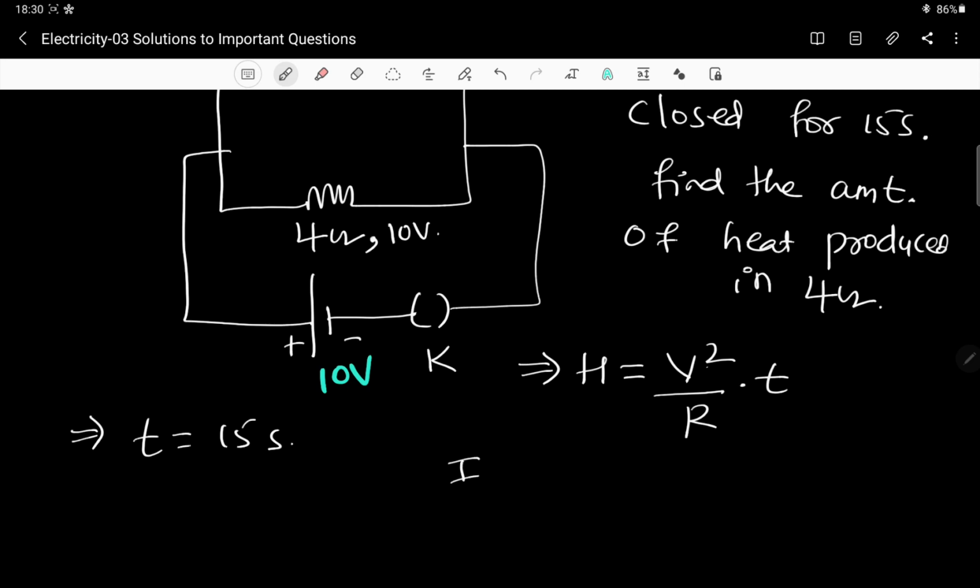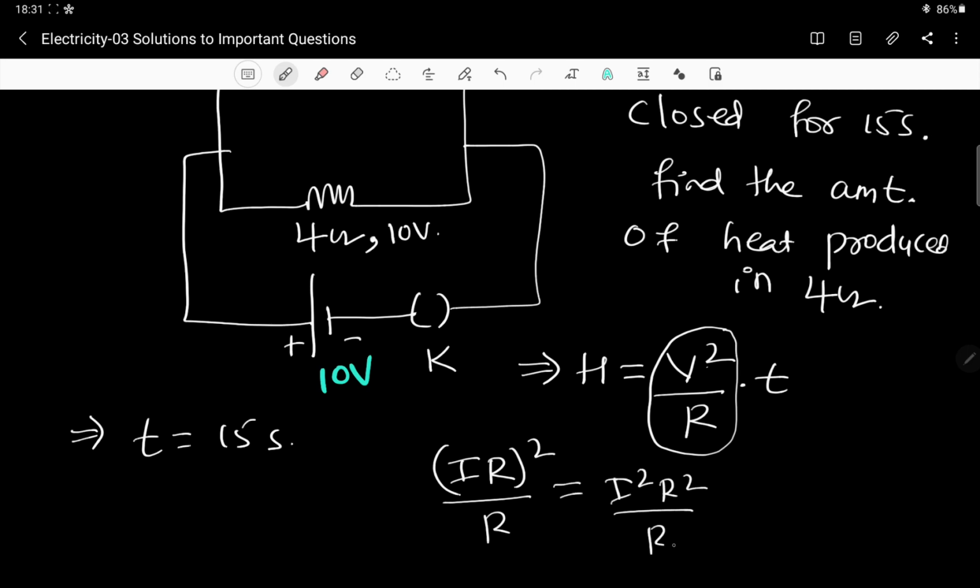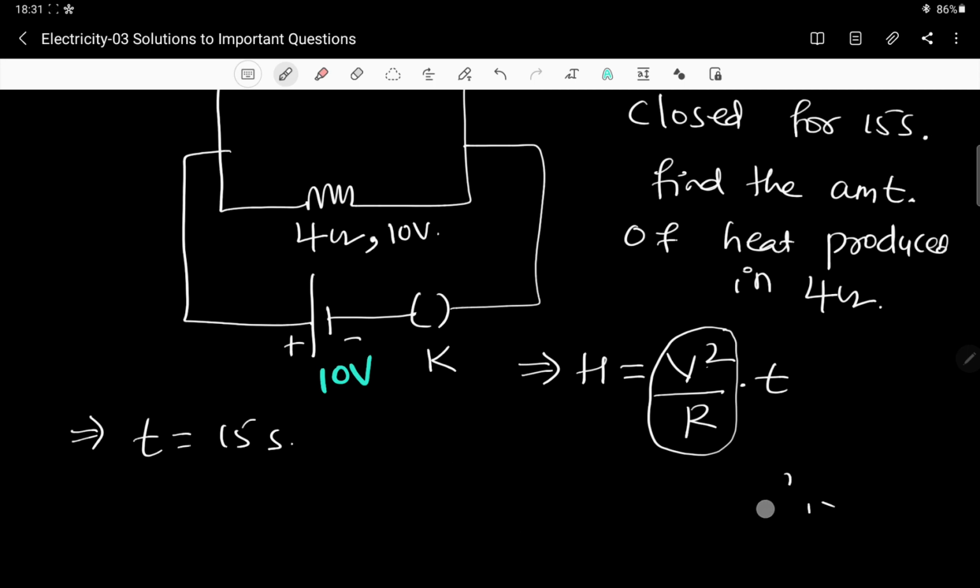V square by R into T becomes I square RT only, because look at this. V is IR, so V square becomes IR whole square, divided by R. Then it becomes I square R square divided by R, R gets cancelled, and it is I square R. Are you understanding my point? So instead of I square RT, you can always use V square by R into T, as we directly get the answer instead of finding the current.